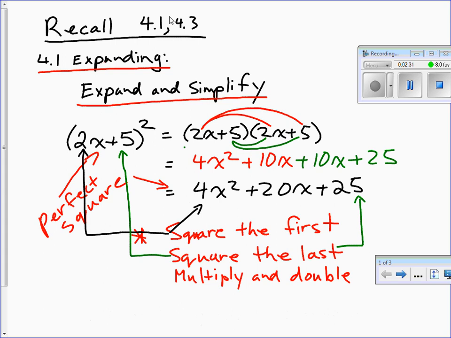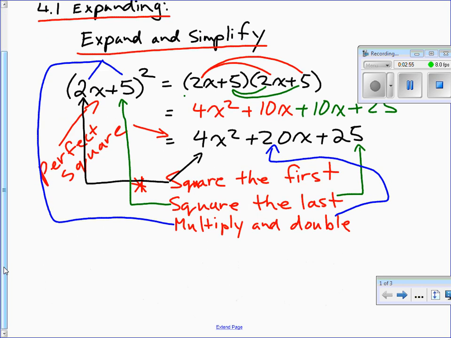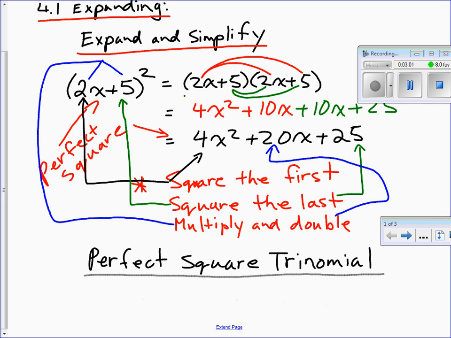Now, the multiplying and double always referred to the center portion of our expansion. That was given by these two here, the 2x and the 5. 2x times 5 gives us 10x, and 10x times 2 gives us the center term of our equation. At the time, we called this the perfect square trinomial, where any trinomial, doesn't matter what it is, if it looks like (a plus b) squared, we end up with a squared plus 2ab plus b squared.